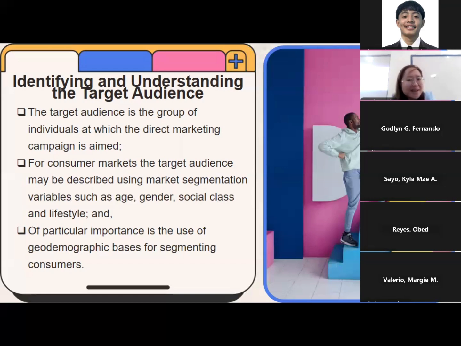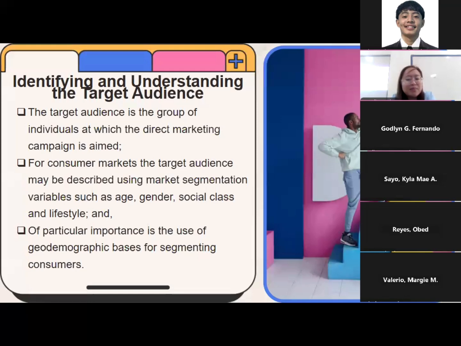Another example is Nike. They segment their target audience by age, lifestyle, and athletic interest. For instance, their marketing campaigns for running shoes might target young, active adults who are interested in fitness, while their campaigns for casual wear might target a broader audience.